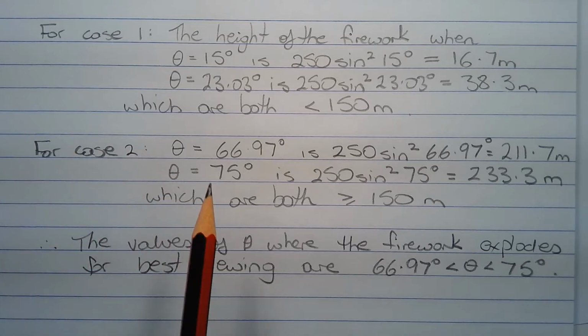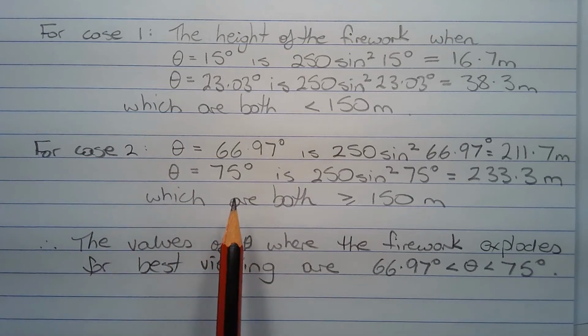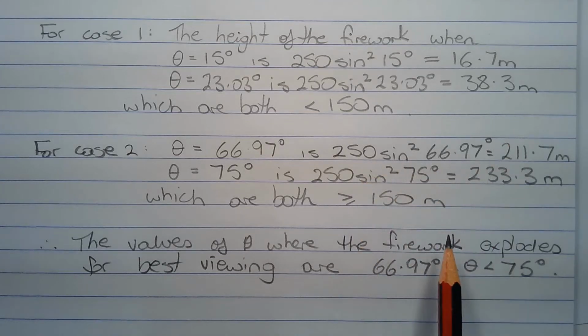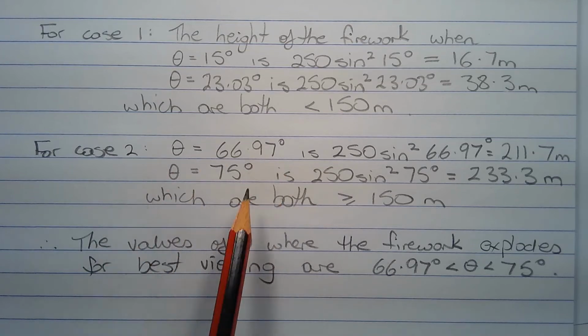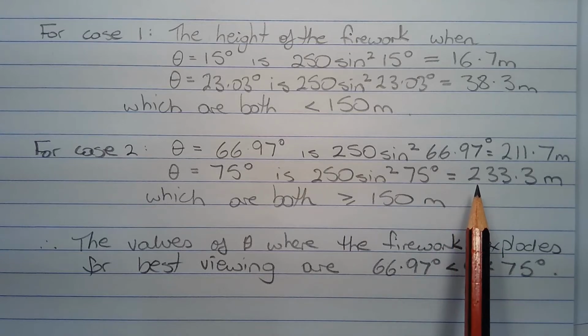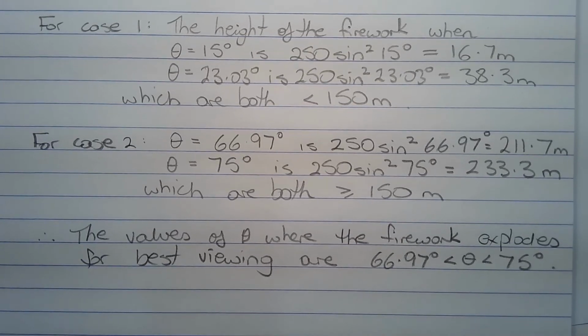Now for case 2, we have theta is equal to 66.97 degrees. Substituting that into the formula from part 1 to get the height of the firework, that's 250 times sine squared 66.97 degrees, and that gives a height of 211.7 meters. And when theta is equal to 75 degrees, substituting this value of theta into the formula from part 1, 250 times sine squared of 75 degrees, and that equals 233.3 meters, which are both greater than or equal to 150 meters. Therefore, the values of theta where the firework explodes for best viewing are theta greater than 66.97 degrees or less than 75 degrees.